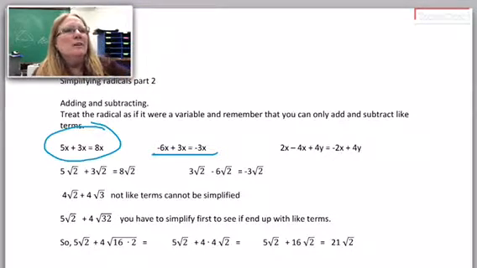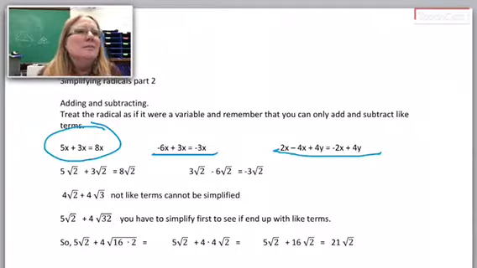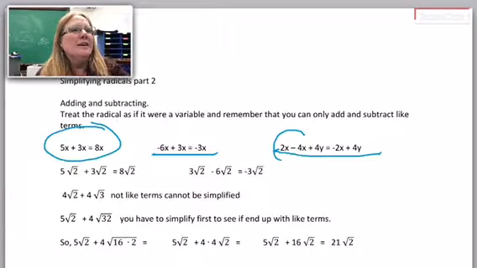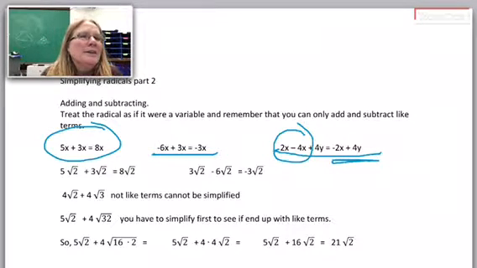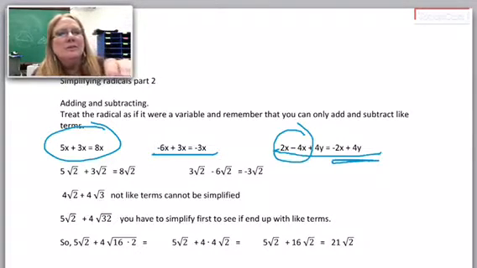Now in the third one here, we have 2x minus 4x, those are like terms, plus a 4y. Well, the y and the x are different terms, they're not like terms, so we can't add those, but you can combine 2x and negative 4x and get negative 2x, and then it's just negative 2x plus 4y, because you can't combine those, so that's your final answer. So likewise is how we work with radicals.